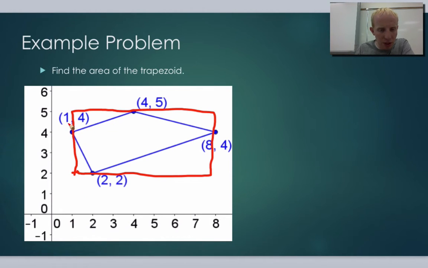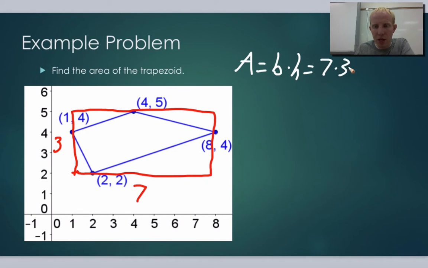Okay, and now what we're going to do is find the dimensions of this box. You'll notice it starts at 1 and goes to 8. So the whole side is 7. That whole base length is 7. And it starts down at 2 and goes up to 5. So that whole height is going to be 3. 5 minus 2 gives us 3. So the base of this big, huge box is 7. The height is 3. So the area of this whole box is the base times the height, which is 7 times 3, which is 21. So that whole box is 21 in area.